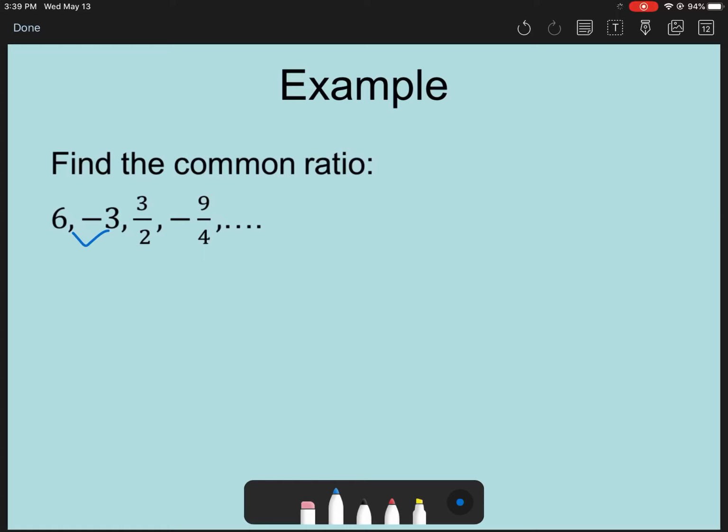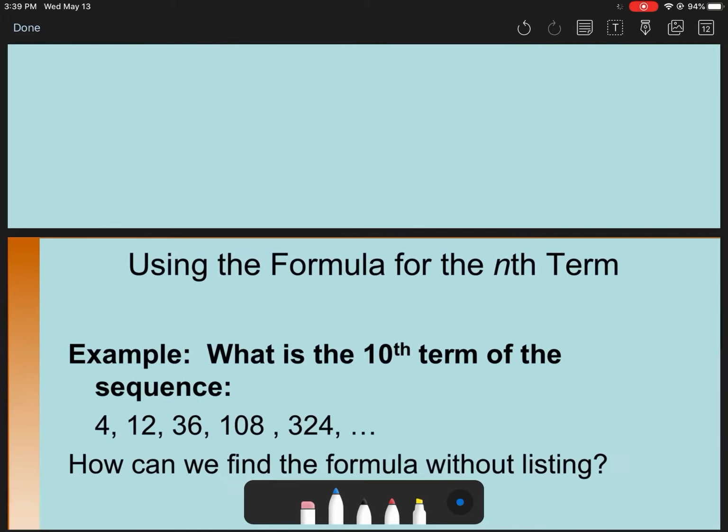Okay, next one here. So we're going from 6 to -3. That means we're multiplying by a -1/2. Okay, and then -3 times -1/2 brings us back to the positive of +3/2. +3/2 times -1/2 gives us -9/4.